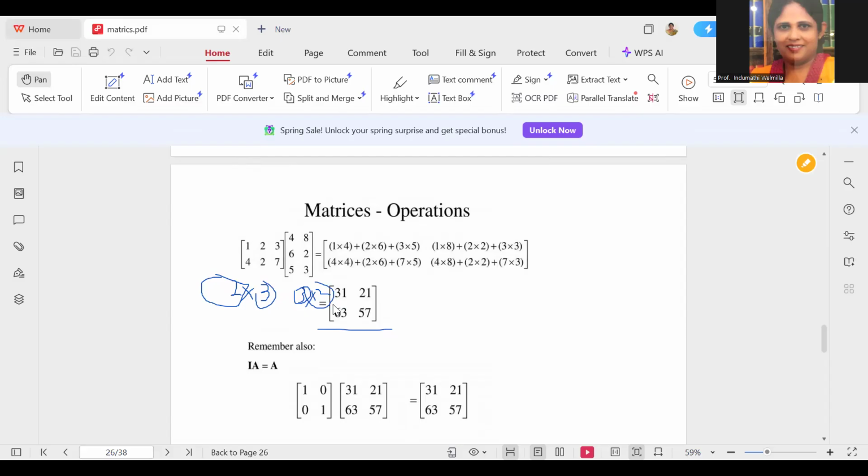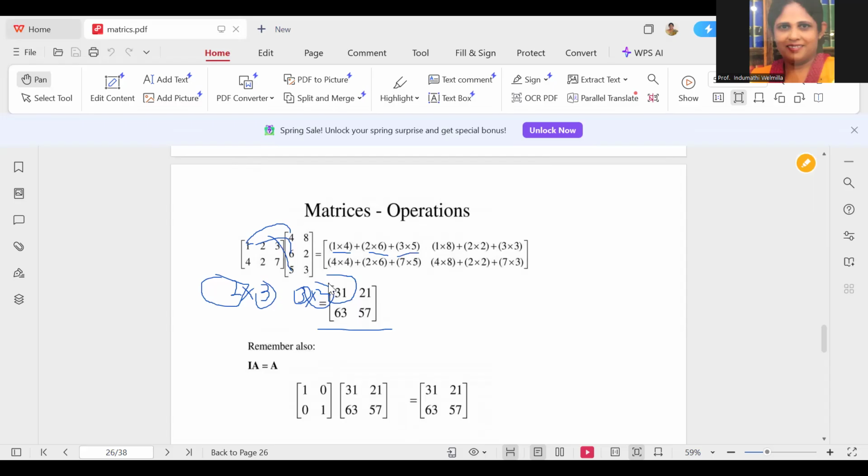First, make 1 multiplied by 4, plus 2 multiplied by 6 here, and 3 multiplied by 5. So that is the first one. 1 into 4, 4; 2 into 6, 12; 3 into 5, 15. 15, 12, 4, then all together 31. You can check it, right?